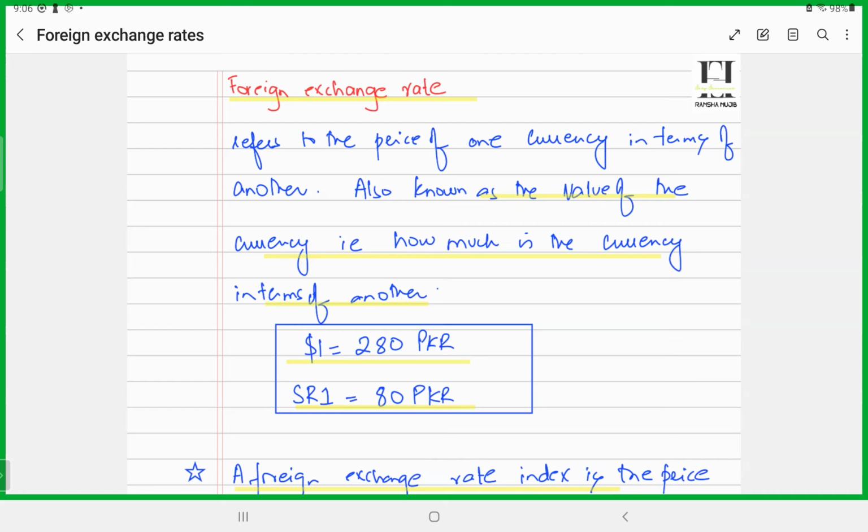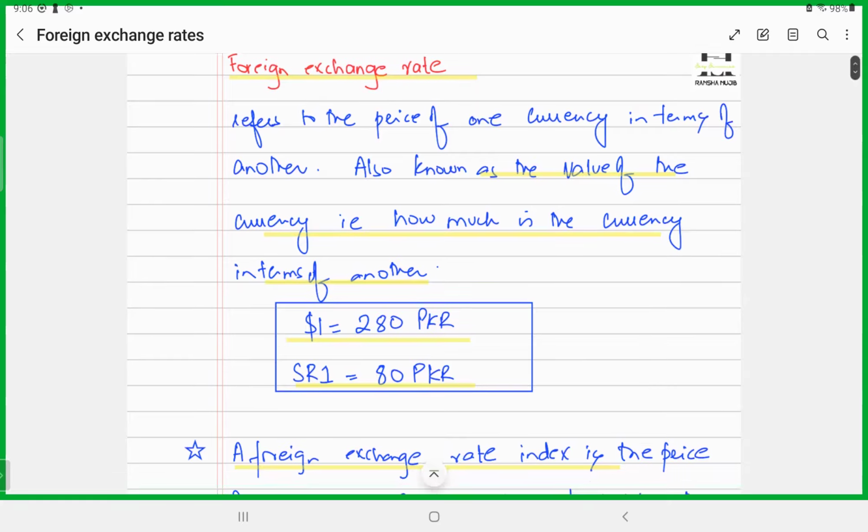Exchange rate or foreign exchange rate, by definition, refers to the price of one currency in terms of another. So when you're expressing one currency in terms of another, that's when you call it an exchange rate. That means how much or what's the value of a currency in terms of another.